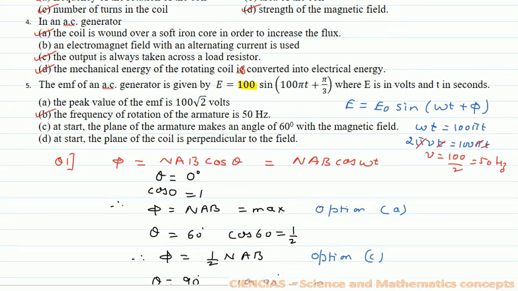At start, the plane of armature makes an angle of 60 degree with the magnetic field. Now phi given to us here is pi by 3. That is initial phase. Pi by 3 means 60 degree. So option C is also correct option. Option D, at start the plane of the coil is perpendicular to the field. But already we have said that at start the angle is 60 degree. Then how can it be perpendicular? So option D is not the correct answer. So for fifth question, option B and option C are correct.